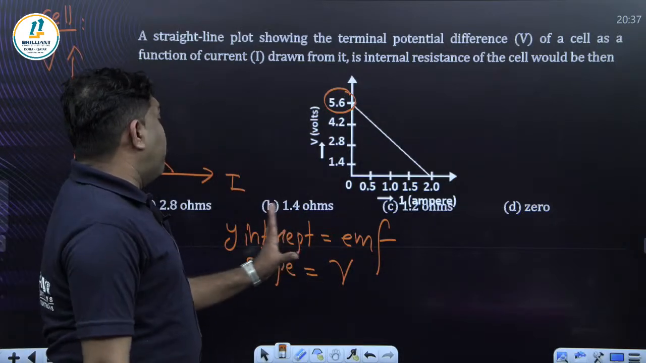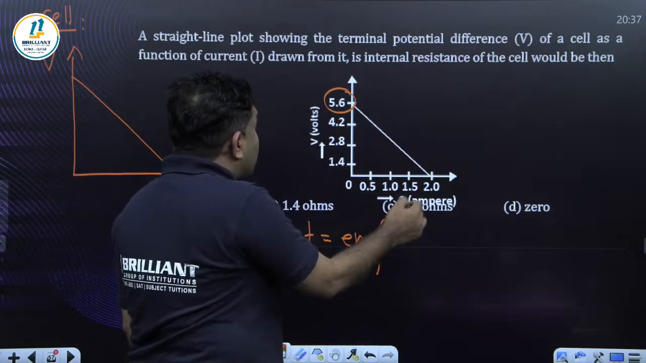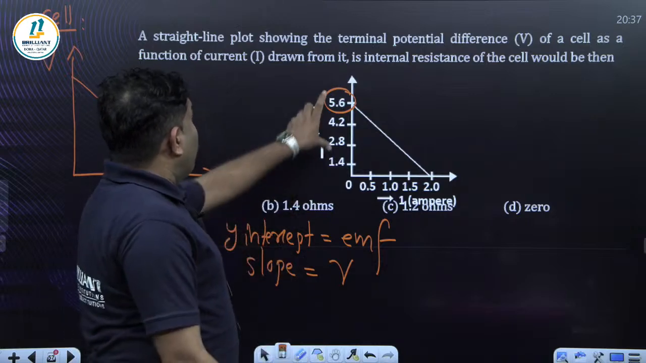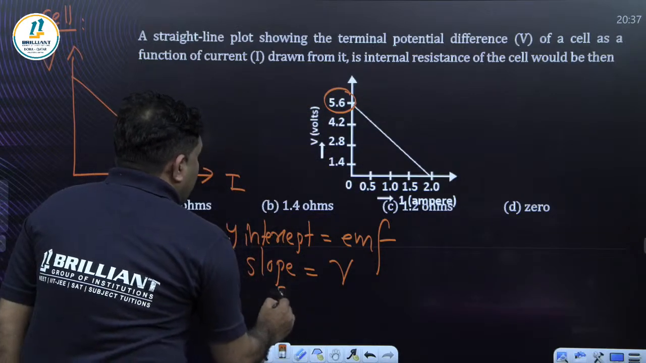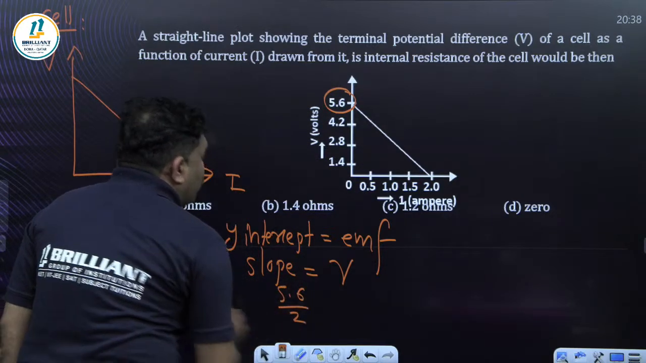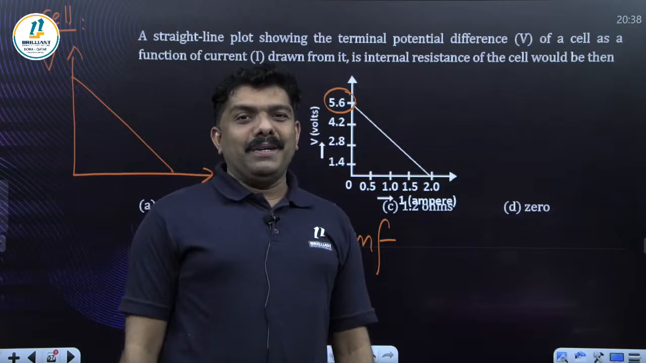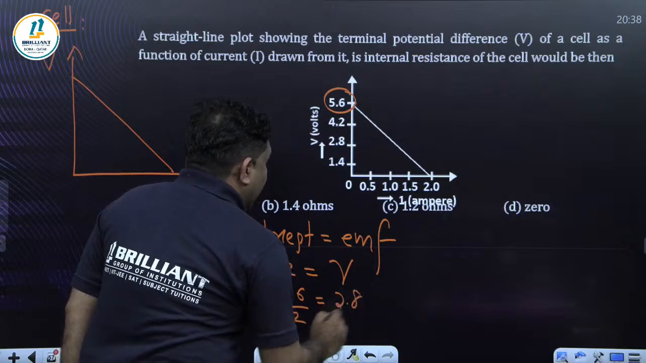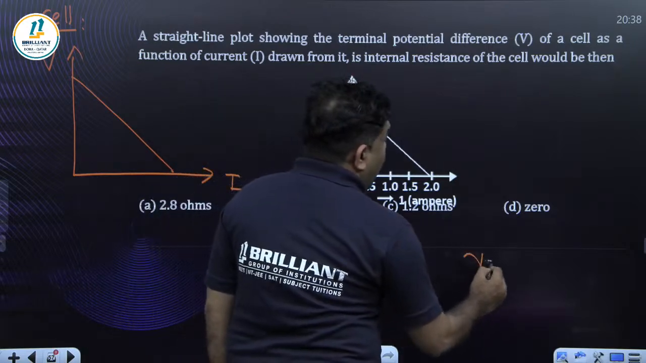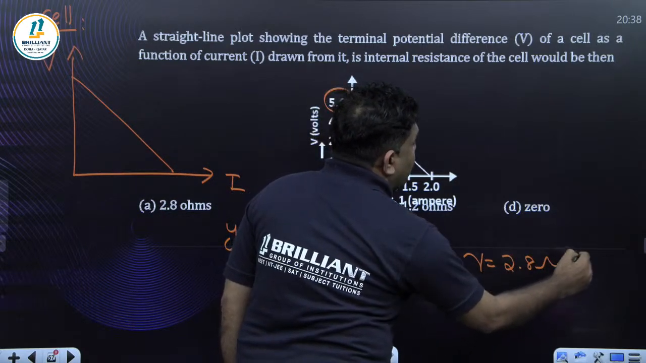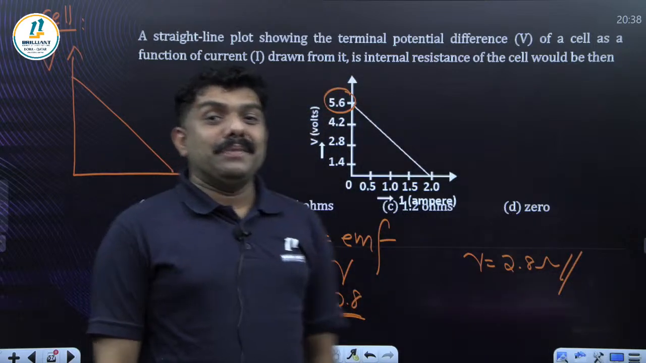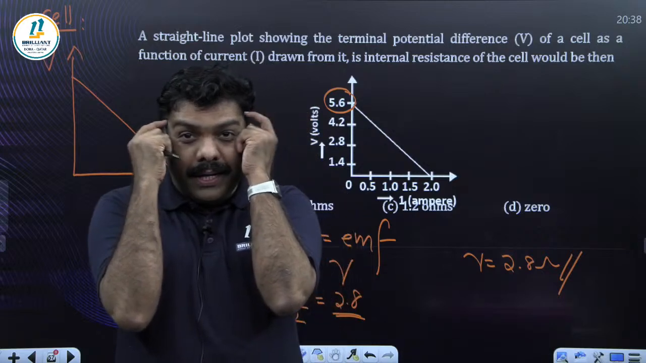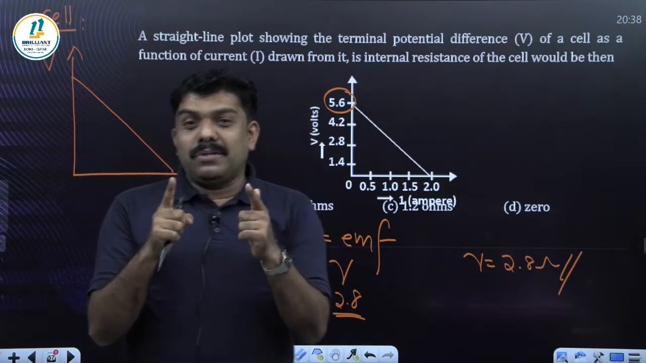And what is the slope of the graph? How can I find the slope? Slope equals rise by run, so y by x. I am taking 5.6 by 2, which is equal to 2.8. So the internal resistance R is equal to 2.8 ohm. I'm repeating once more, recollect, don't forget what I'm saying.